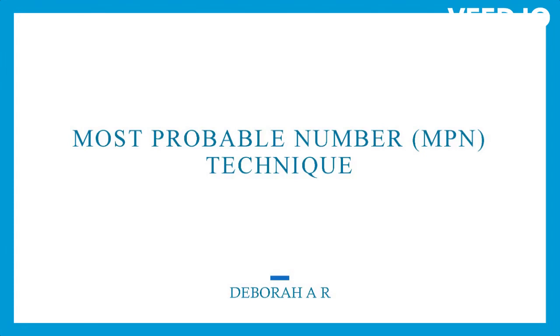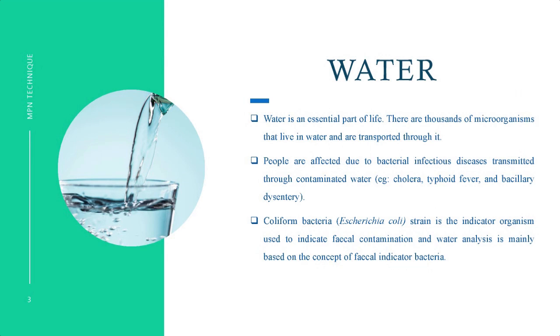Hello everyone. In this video, we are going to learn about the most probable number technique, which is also known as the MPN test. It is used to check the potability of water. Water is the most essential compound found on the Earth's surface. In water, there are thousands of microbes present.